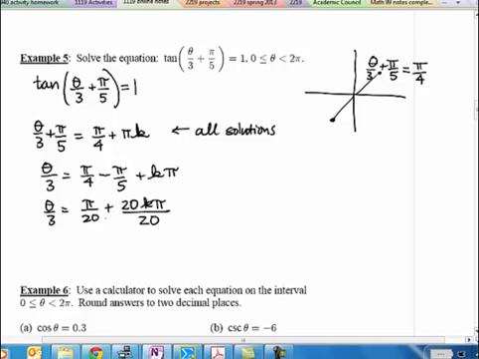And then I want to multiply everything by 3 to figure out where theta is. So 3 pi over 20 plus 60k pi over 20. So I've got my common denominator of 20. This is a set of all the solutions. I want just those solutions on the interval from 0 to 2 pi.